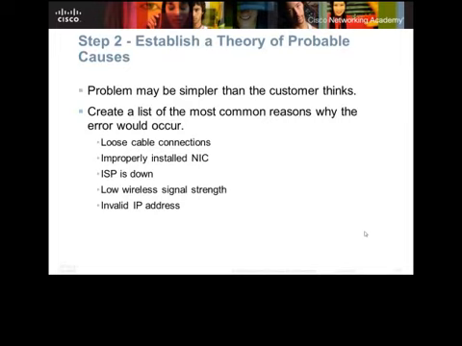Step 2 is to establish a theory of probable cause. Create a list of the most common reasons why the error occurred. Typically with networking, it's a physical layer problem, meaning that there's a loose cable connection, you're not properly connected to the network, or you're losing connectivity.